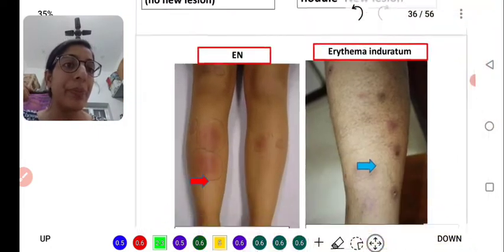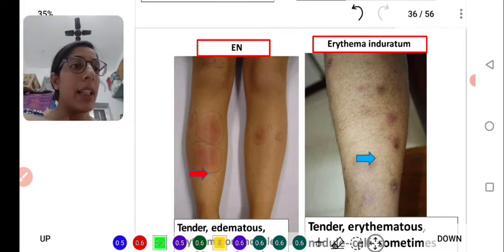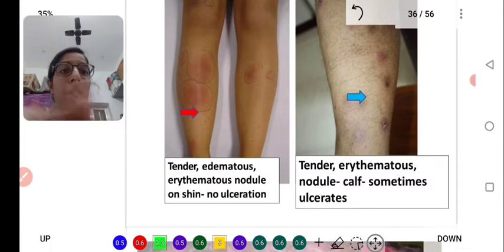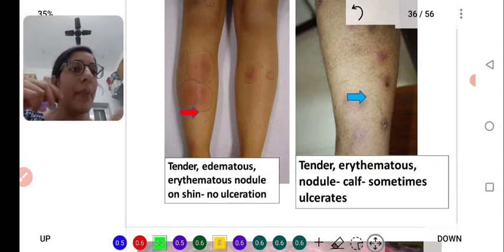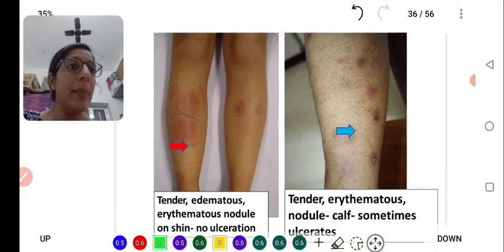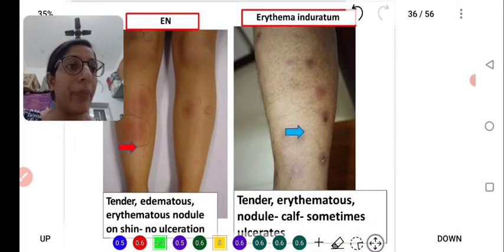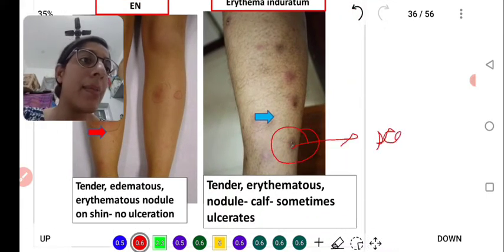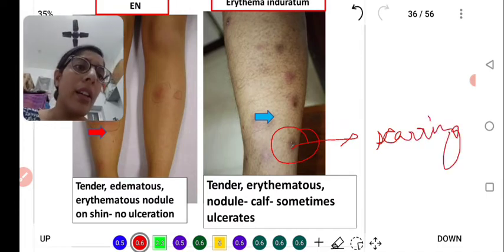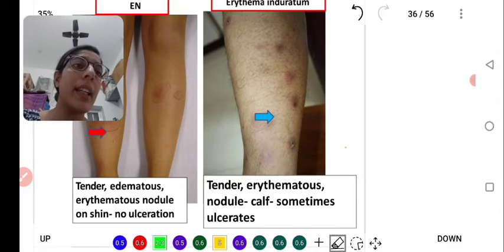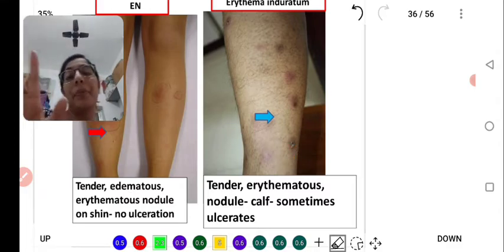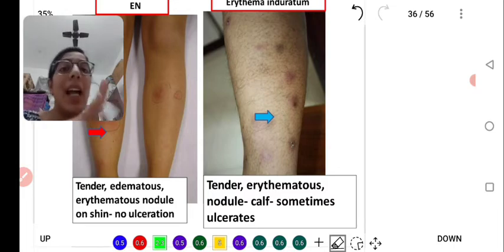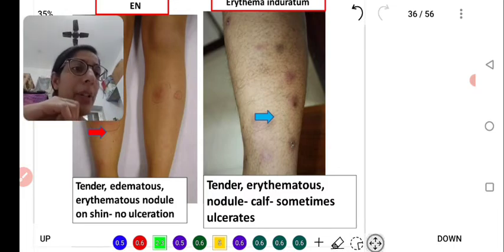Next slide. These are erythema nodosum and these are erythema induratum. ठीक है, present on the shin with no ulceration, then it is erythema nodosum. When it ulcerates, it is induratum. Look here, this is ulcerated and here scarring is present. And the question is whether scarring is a primary lesion or a secondary lesion. Wait a minute. Scarring is a secondary lesion. Okay, scarring हो गया, scratching हो गया. These are the secondary lesions.